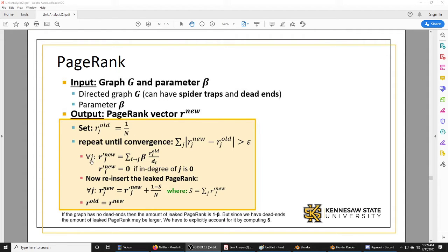All right. So for all j, r j new is equal to the summation over i to j of beta times r old over the out degree. So r new is equal to 0 if the degree of j is equal to 0. Now reinsert the leaked PageRank. So for all j, r new j is equal to r new j plus (1 minus s) over n, where s is equal to the summation of r new. Then r old is equal to r new. This is kind of just an algorithm.